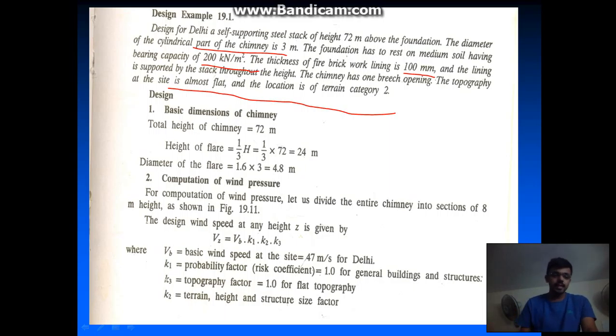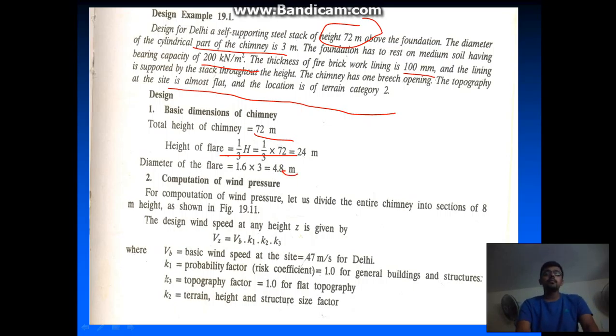The first one is the basic dimensions of the chimney. The total height of the stack is given as 72 meters, which we consider as 72 meters. Height of the flare is one third of the height of the chimney, so it is 24 meters. The diameter of the flare is 1.6 times the cylindrical part of the chimney, which is 3 meters. So 1.6 times 3 comes out to be 4.8 meters.